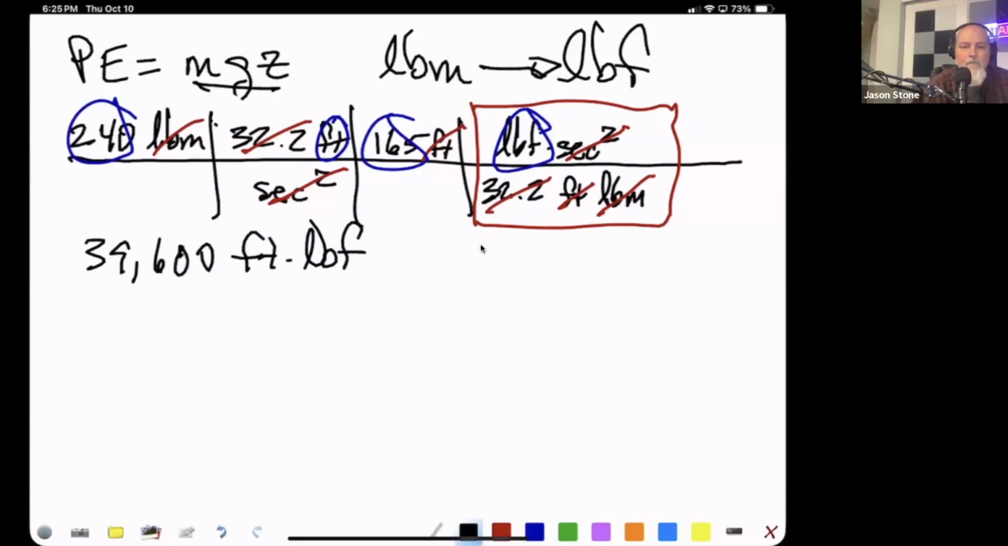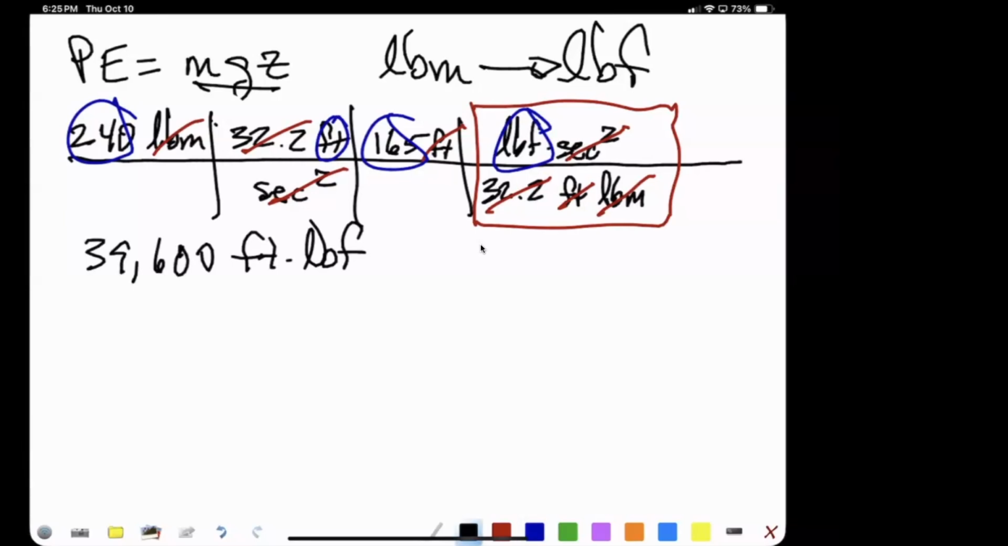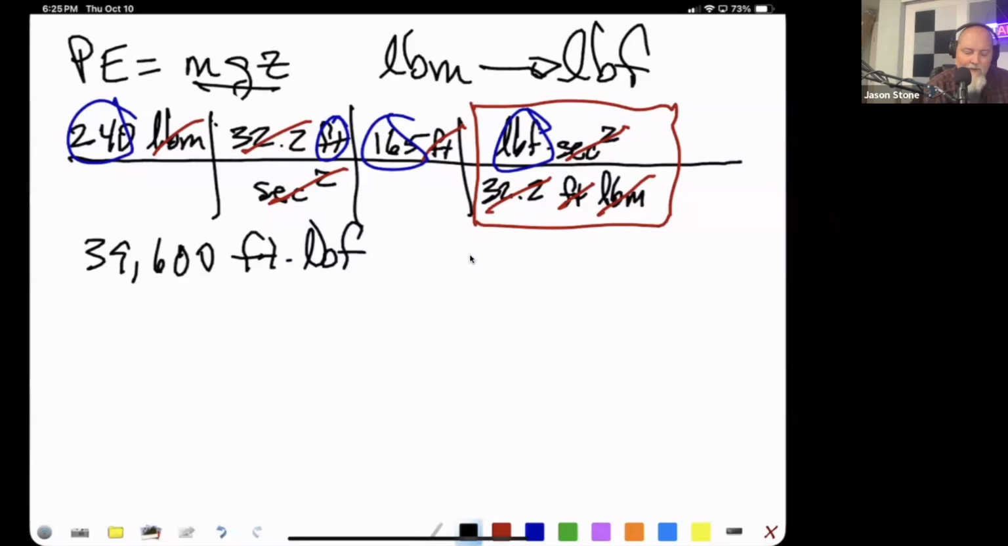So the 240 pound mass guy, we take that and convert it to pound force, and we do that by using the 32.2 feet per second squared on top, and underneath that is 32.2 foot pound mass per pound force second squared.